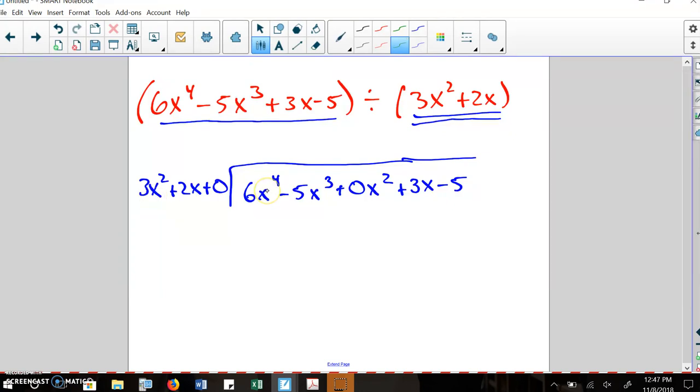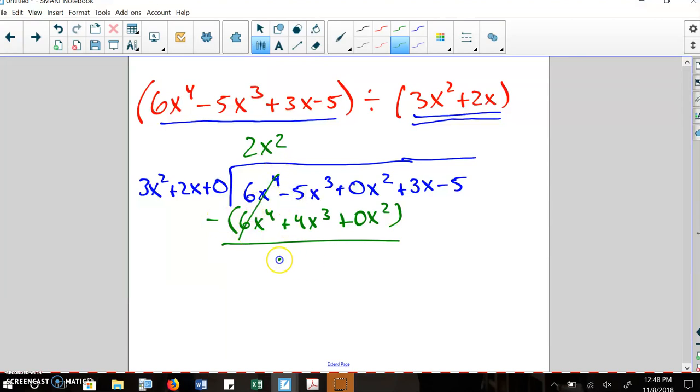3x squared times a what gives me 6x to the 4th? That would be 2x squared. Okay, and I'm going to distribute that 2x squared. I get 6x to the 4th plus 4x cubed plus 0 times 2 is 0, and I'm going to keep the x squared on this so that my x squareds are lining up with each other. Okay, subtract, put parentheses. Okay, those cancel. Negative 5 minus 4, that's a negative 9x cubed. 0 minus 0 is 0x squared.